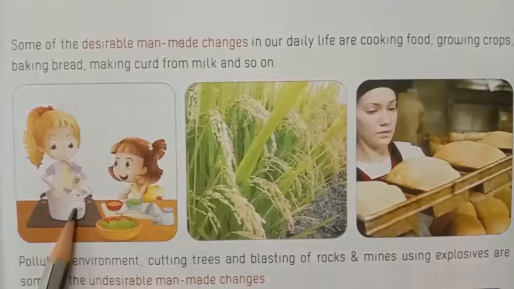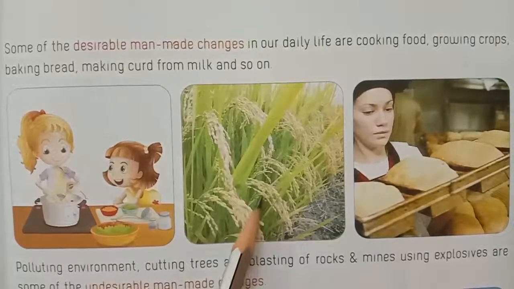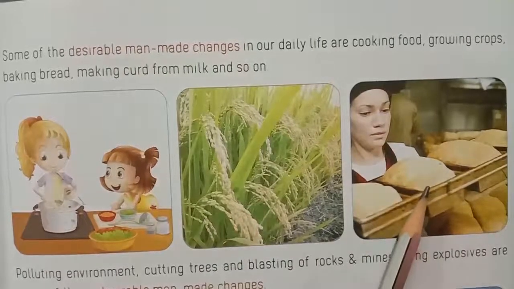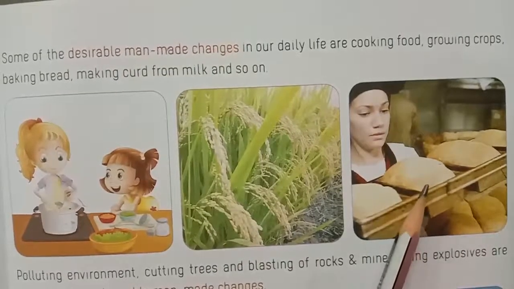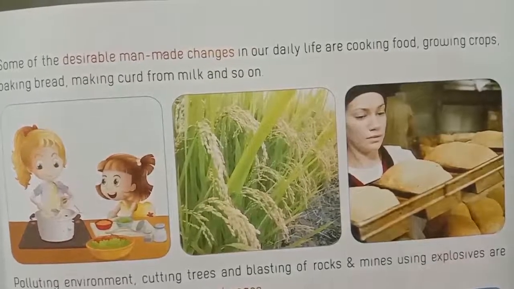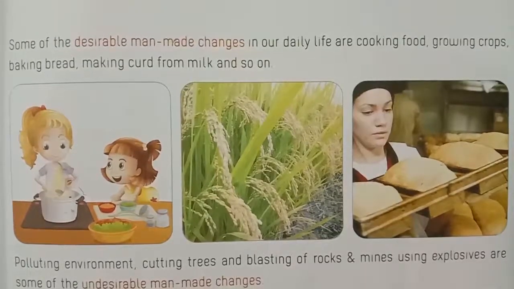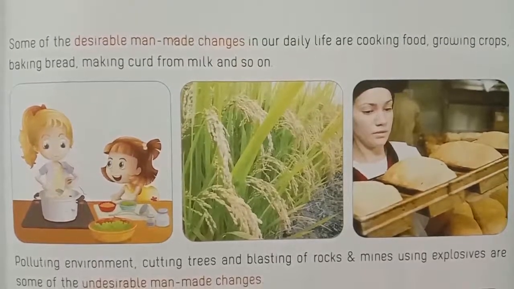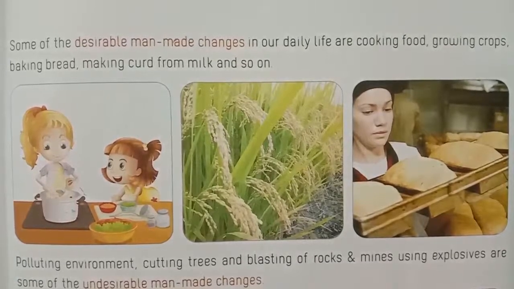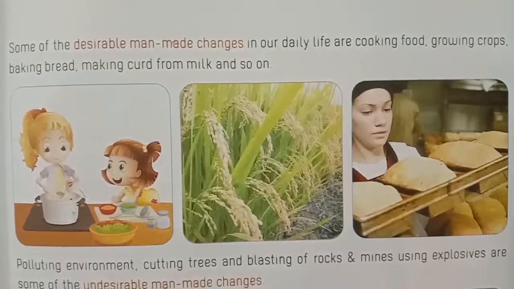Children, what is this picture? Cooking food. What is this picture? Growing crops. What is this picture? Baking bread. Some of the desirable man-made changes in our daily life are cooking food, growing crops, baking bread, making curd from milk, and so on.